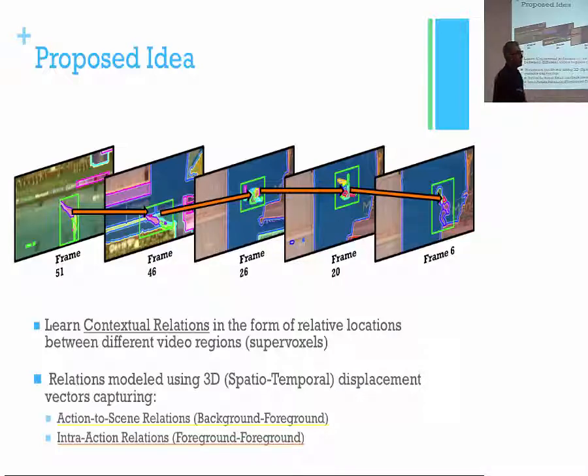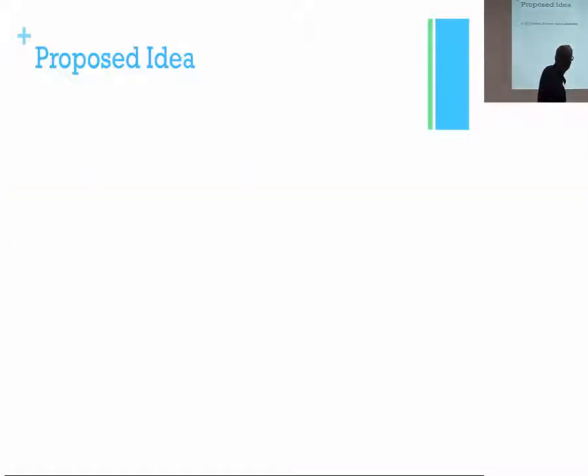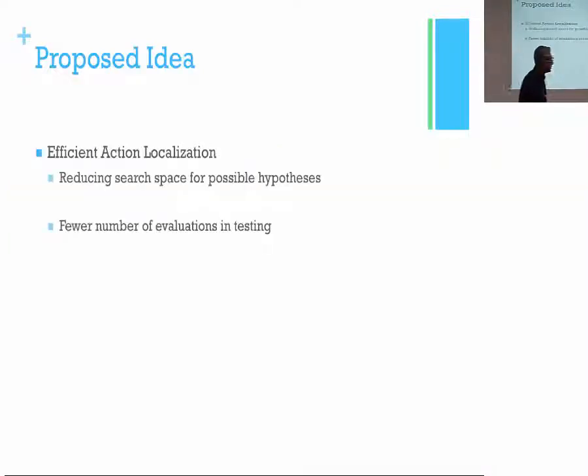By means of context, we want to localize the action in a faster manner. So instead of looking at every location, we want to get to the action or predict the action in a faster way. In this way, we can perform action localization in a far more efficient manner. We reduce the search space so that we only look at a few possible action hypothesis locations, as well as evaluate the classifier in a few windows or few cuboids. And that helps us improve the performance.